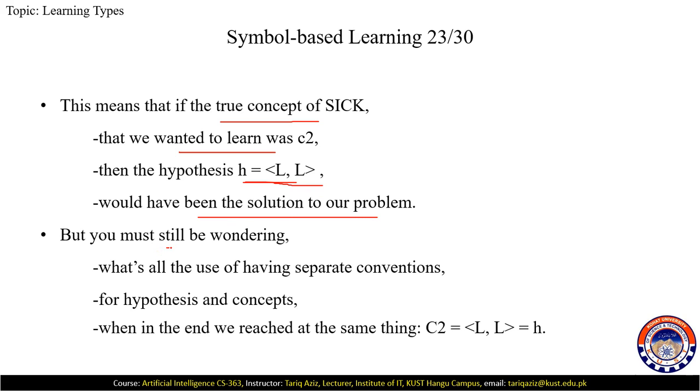But maybe you people still wonder why we used separate conventions for the hypothesis and for the concepts. And this is the whole statement, this C2, like we looked at the diagram a couple of minutes before. We just looked at C2. So now C2 is equal to this, and this is equal to the hypothesis. So here it says that you may wonder, if this is the case, then why do we have separate conventions for hypothesis and the concept?